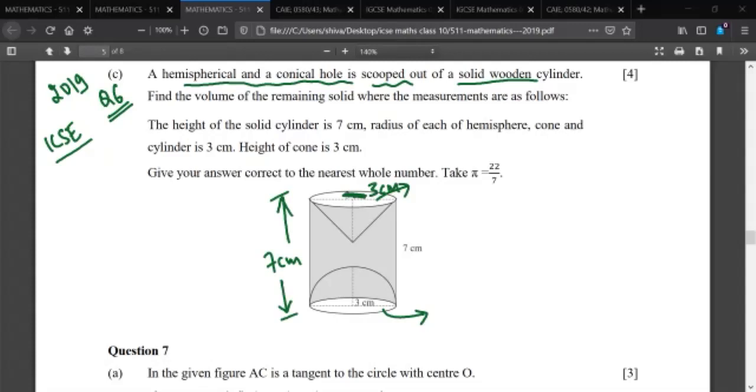Now this is 3 centimeter. The height of the cone is 3 centimeter, so this also is 3 centimeter. You should be very clear about the dimensions which are given. Now this also is 3 centimeter, which implies this also is 3 centimeter. So is there any doubt?